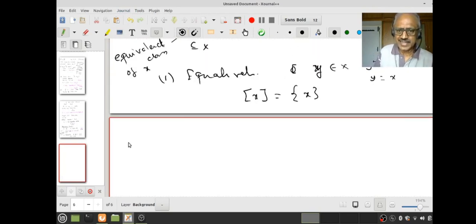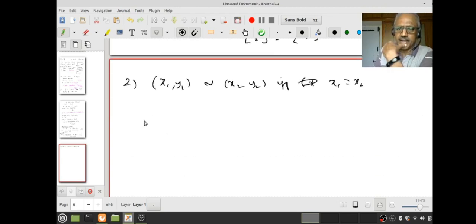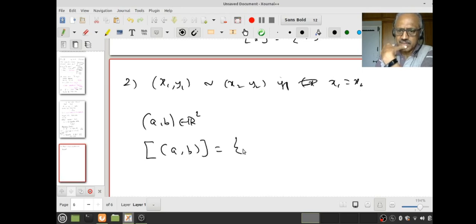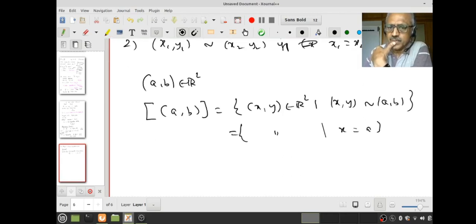Now let's look at the second example. That is a geometric example. We said (x1, y1) is related to (x2, y2) if and only if x1 equals x2. Now let's look at a point (A, B) in R2. I want to know what is the equivalence class of (A, B). By definition, this is the set of all (x, y) in R2 such that (x, y) is related to (A, B). When is (x, y) related to (A, B)? If and only if x equals A. Therefore, what is the equivalence class?